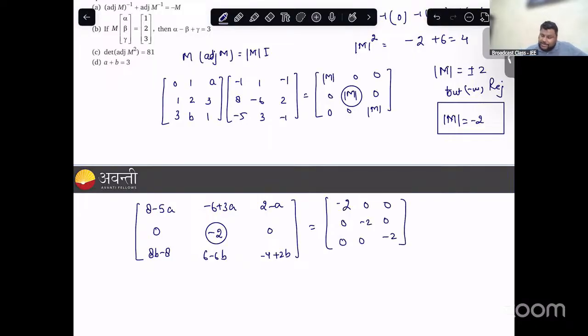Now if I compare all of them, third row, minus 3, minus 4 plus 2. Yes. If I compare all of them, what should I get? Minus 6 plus 3a is 0. This implies a should be 2.